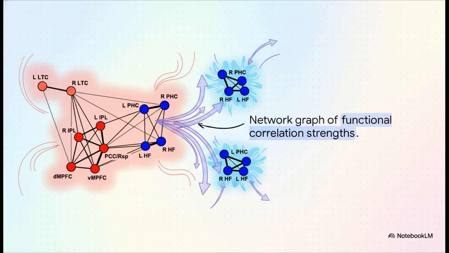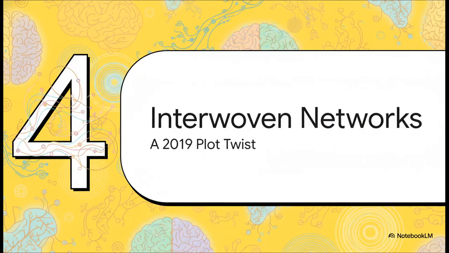See how the nodes in the red cluster, our PCC, MPFC, and IPL, are heavily linked with those thick black lines. But look over to the right. The blue nodes represent the hippocampal and parahippocampal regions. They have their own distinct tight-knit community, but they project strong connection lines directly into the red hubs. It's definitive proof that the default mode network isn't just one big blob, it's a sophisticated system made of distinct communicating modules.